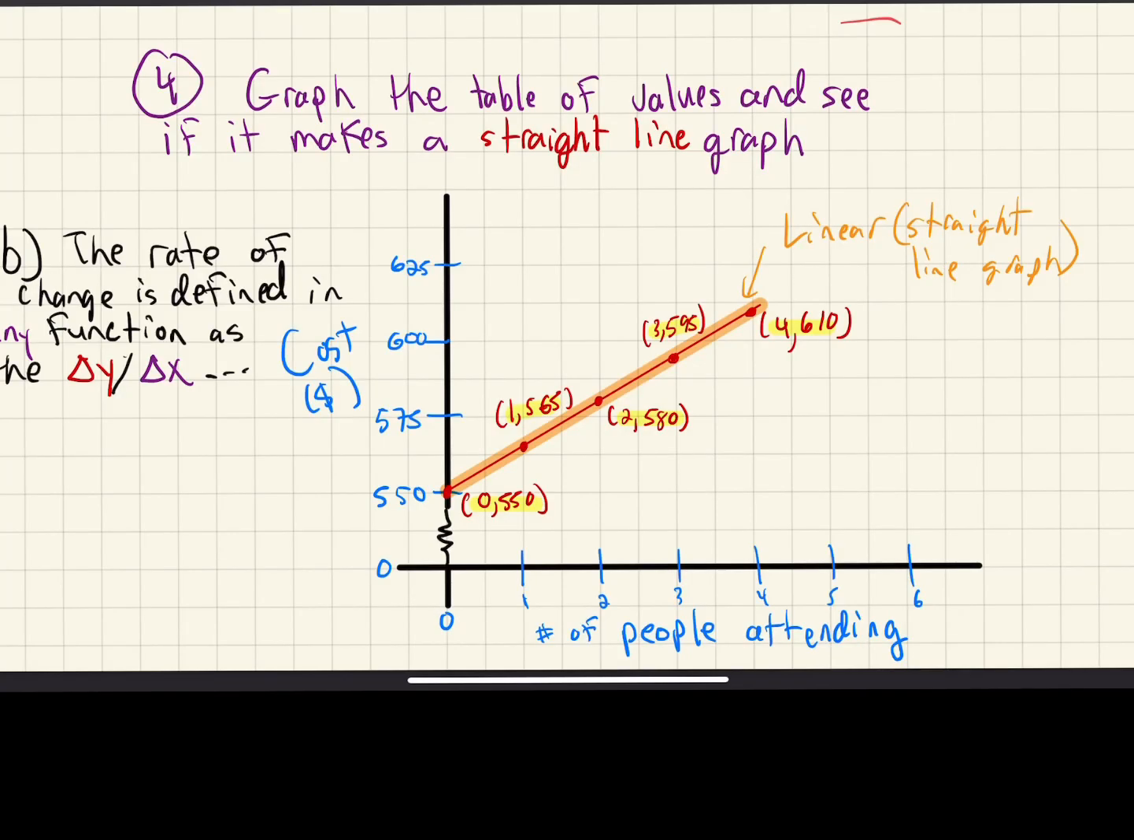Now for part B of the question, the rate of change is defined in any function. I'm going to highlight that part here. Any function as the change in y values over the change in x. And in our context, that's the slope, right? Or the m value. So what we're going to do is we're going to go back to the original equation and figure out what the slope is.